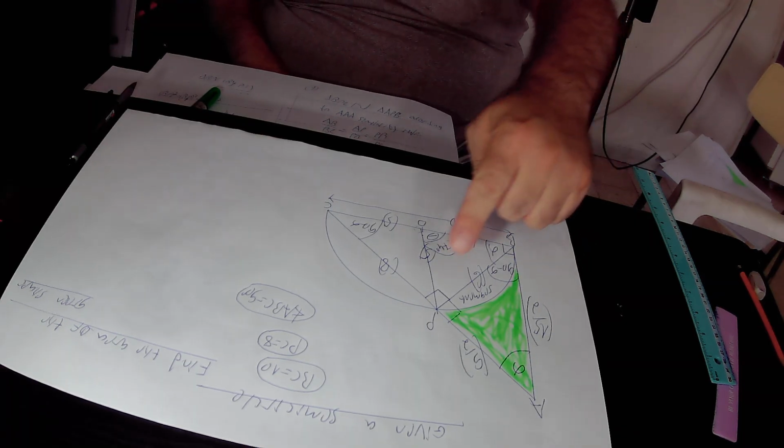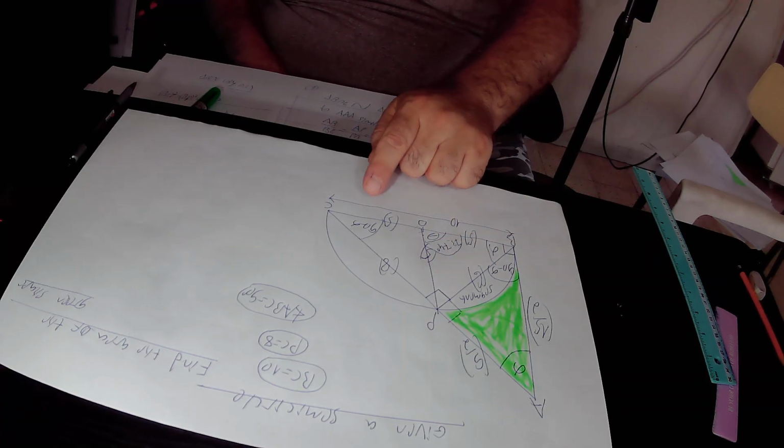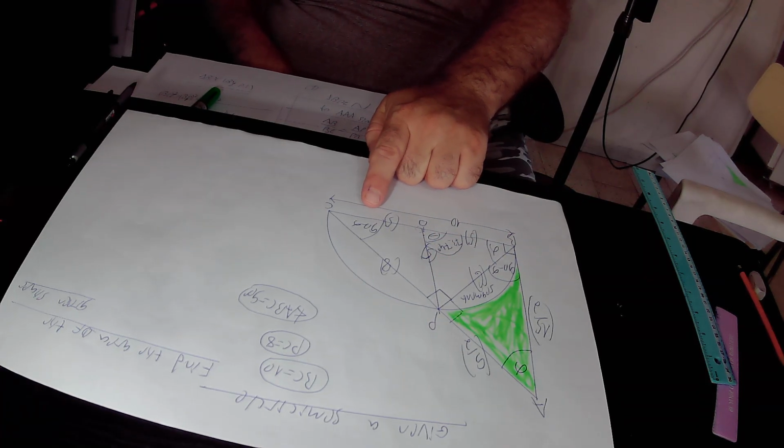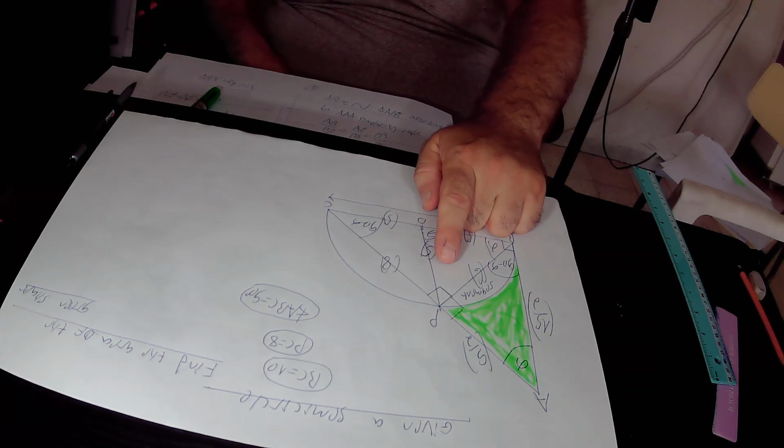So in the right triangle BPC, this angle equals alpha, this angle equals 90 degrees, and therefore this angle must be equal to 90 degrees minus alpha. Why? Because 90 degrees minus alpha plus alpha is 90 degrees, and 90 degrees plus 90 degrees is equal to 180 degrees. That is the sum of the angles in a triangle.